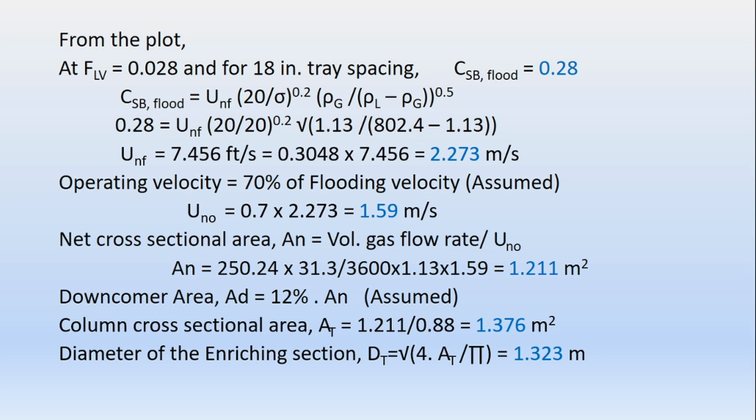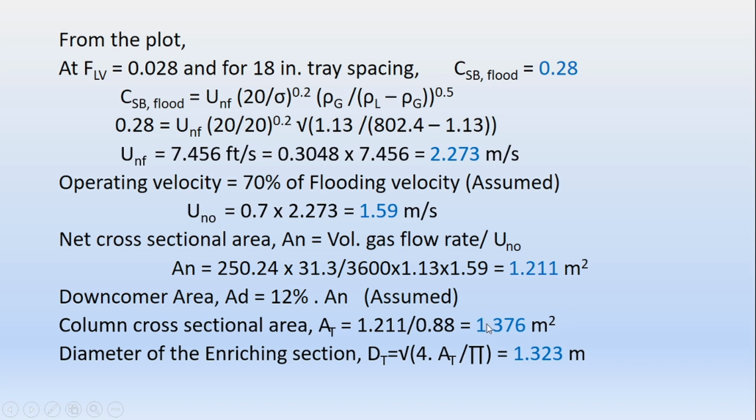So this downcomer area is 12% of the net cross-sectional area of the column. So we need slightly more cross-sectional area because we are losing some of the area to the downcomer in the tray. So divided by 0.88, you are going to get 1.376 meter square as the column cross-sectional area.